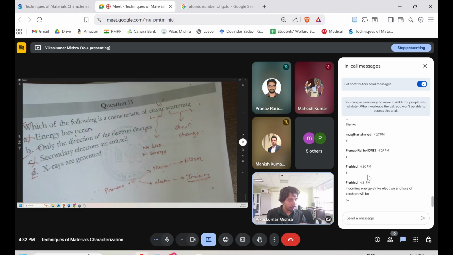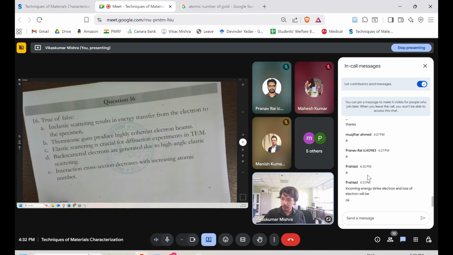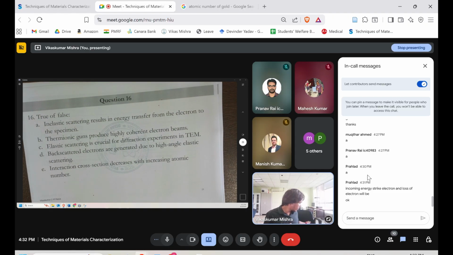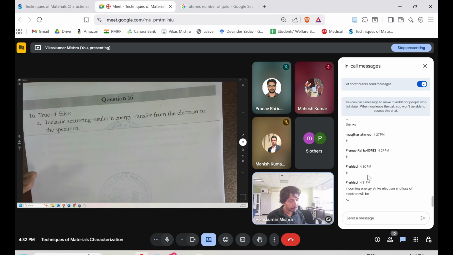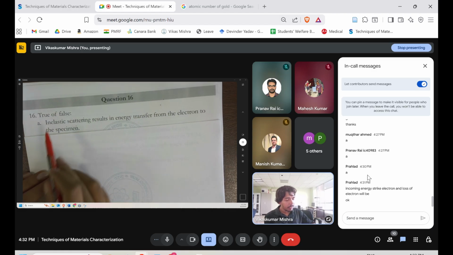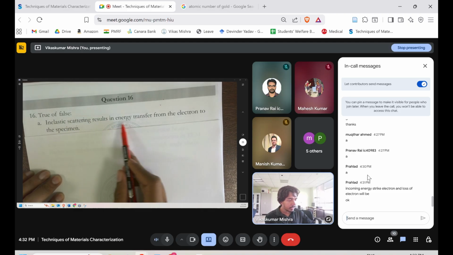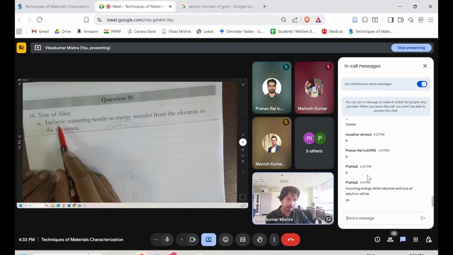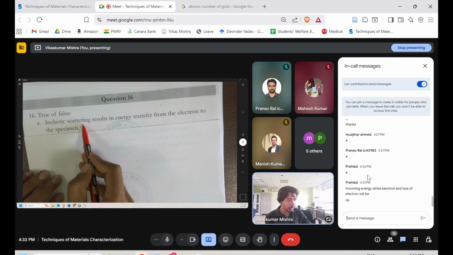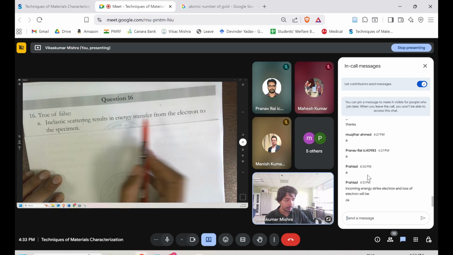Let's move ahead to the next question, question number 16. First one: inelastic scattering results in energy transfer from the electron to the specimen. Is it true or false? If the scattering is inelastic, will there be energy transfer from the electron to the specimen?